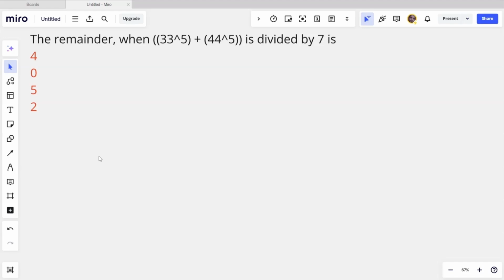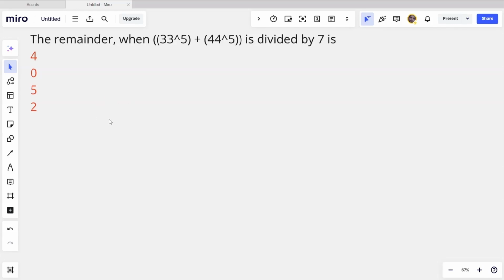So as you can see, this is our question: the remainder when 33 raised to the power 54 is divided by 7. Okay. So let me tell you, if you don't know the concept of remainder cycle, you will not be able to solve this question. So it is recommended that you should know the concept first, and after that you should try to solve this question. Okay, so let's come to the question.